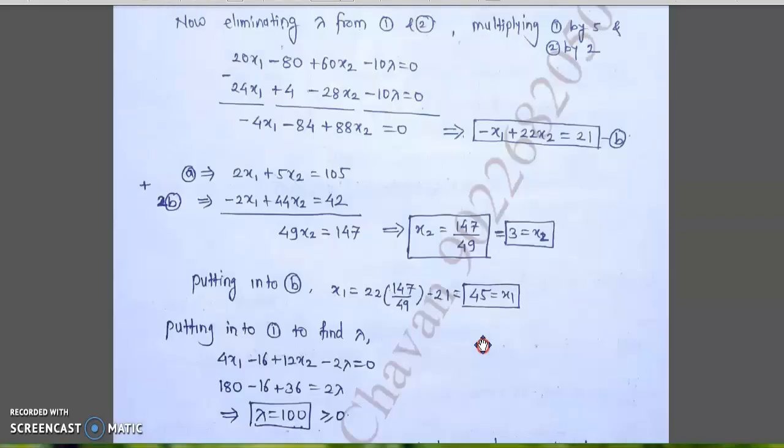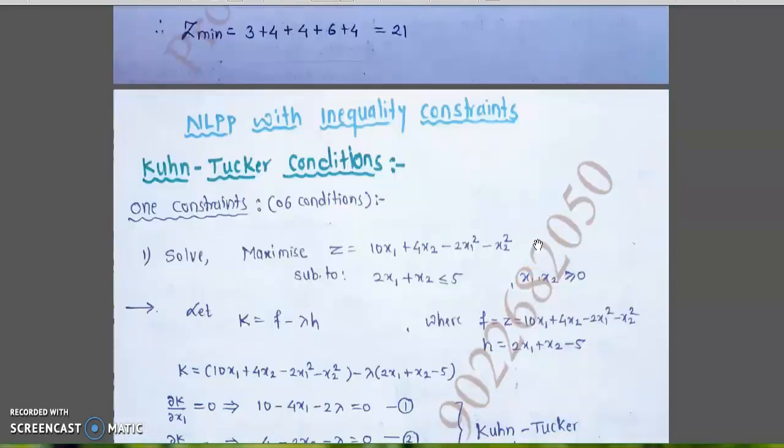This way we find the solution of the given NLPP through Kuhn-Tucker conditions, and it contained only one inequality constraint. In the next lecture we'll be having Kuhn-Tucker conditions with two inequality constraints.